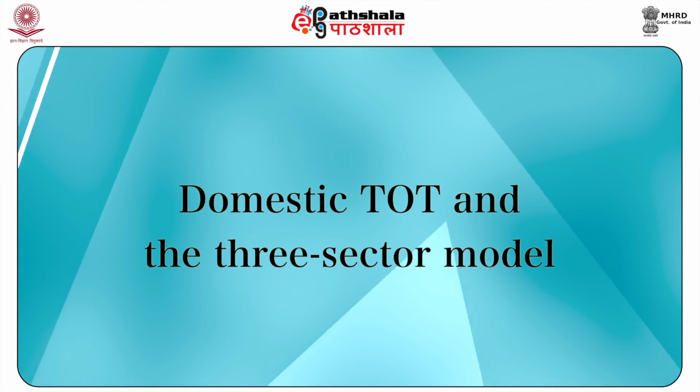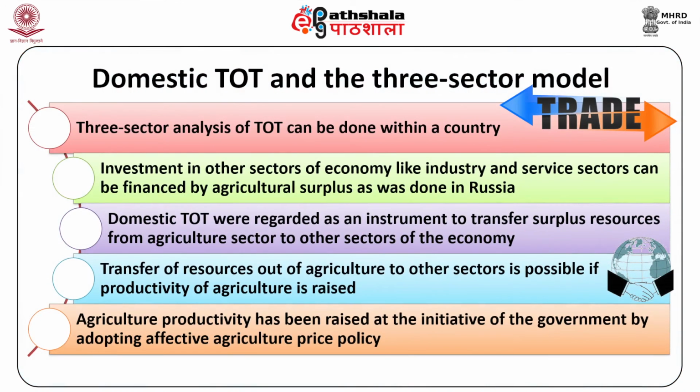Domestic terms of trade and the three-sector model. Three-sector analysis of terms of trade can be done within a country. It is contended that investment in other sectors of the economy like industry and service sector can be financed by agricultural surplus, as was done in Russia. Thus, domestic terms of trade were regarded as an instrument to transfer surplus resources from the agriculture sector to other sectors of the economy. It has been found in some studies that transfer of resources out of agriculture to other sectors is possible if productivity of agriculture is raised.